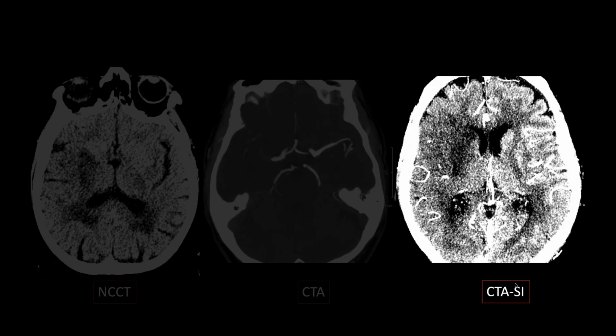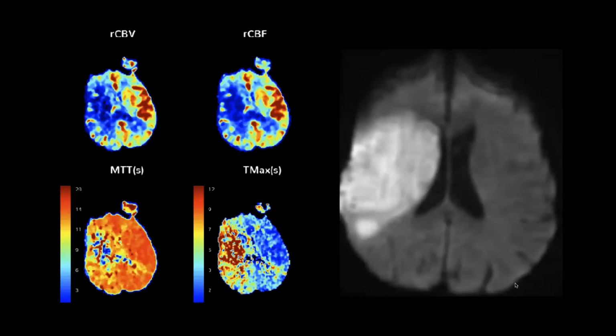The source images also many times can be helpful. What I like to call your CTA source images are your poor man's perfusion. So if you cannot trust your perfusion map because of motion or technical inadequacy, or if you want another checklist, do look at the CTA source images. I use them all the time. Here are the parametric maps, and you can see this large area of infarct in the DWI follow-up.